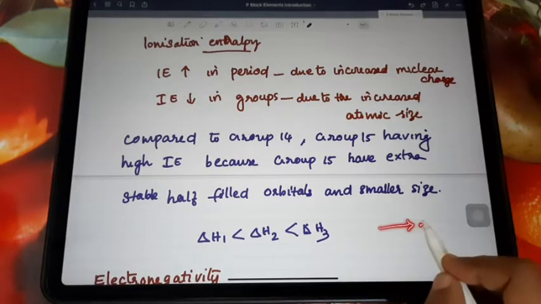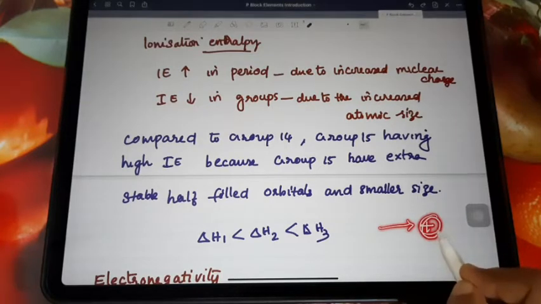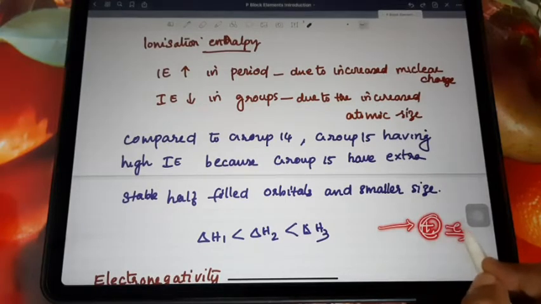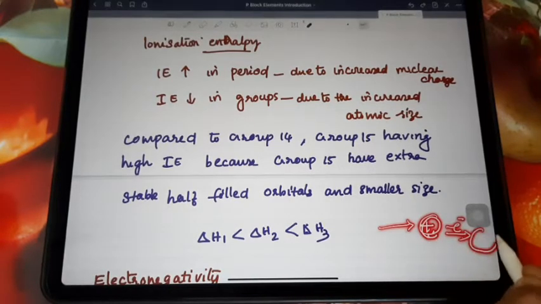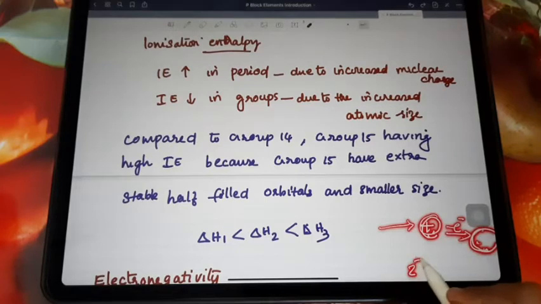Okay, then second. After removing one electron, that element gets a positive charge. Then from that positively charged element we need to remove one more electron, right? It is already having a loss of electron, and from that we are removing one more electron. It's not easy. That's why the ionization energy is more again. Why? We need to apply more energy for the second electron removal from the positively charged species. Then after this removal you will get 2 positive.